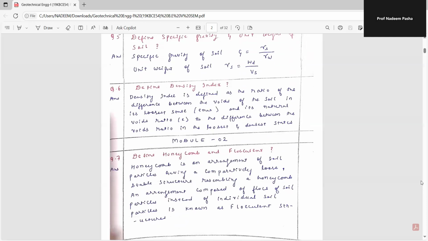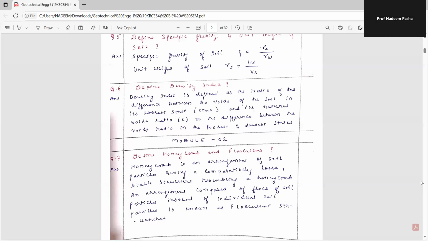Define honeycomb and flocculent. What is honeycomb? Honeycomb is an arrangement of soil particles having a comparatively loose, stable structure resembling a honeycomb. Which type of structure do you call a honeycomb structure? It is an arrangement of soil particles having a comparatively loose, stable structure resembling a honeycomb.